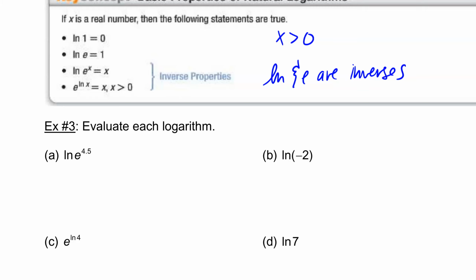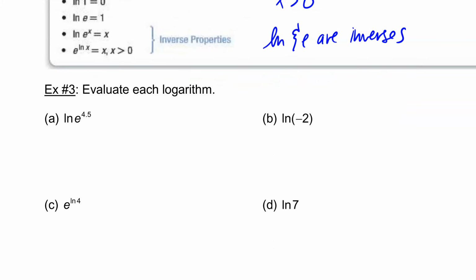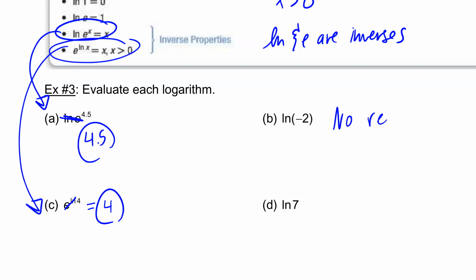Remember when we did that in section 7, chapter 1? If I take e to the ln of a number, like in C, you just get what the exponent is, and that's 4. If you take ln of e to the 4.5, technically this is log base e. Ln of e, those cancel out, and I'm left with just what the exponent was. Ln of negative 2, well, no real solutions. You can't take log of a negative number.